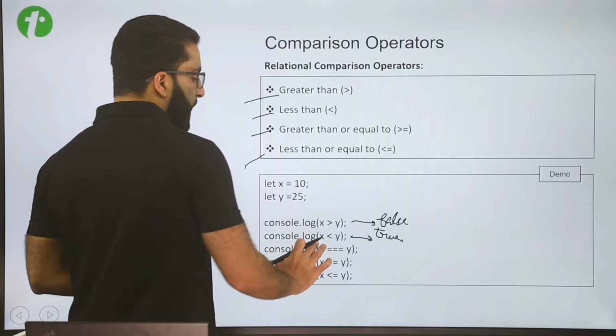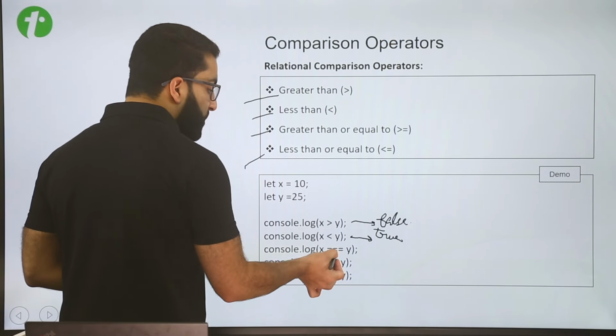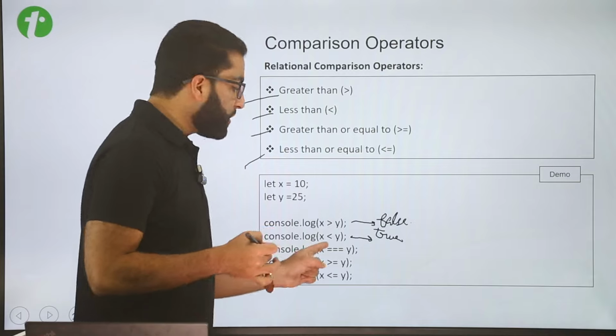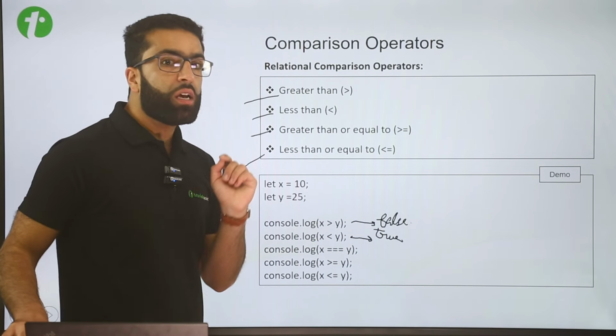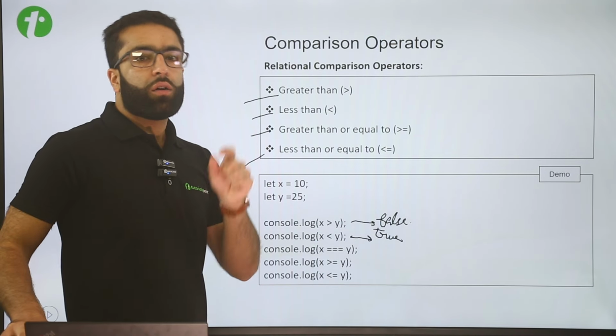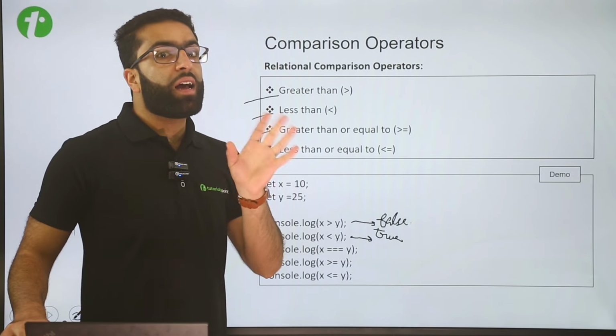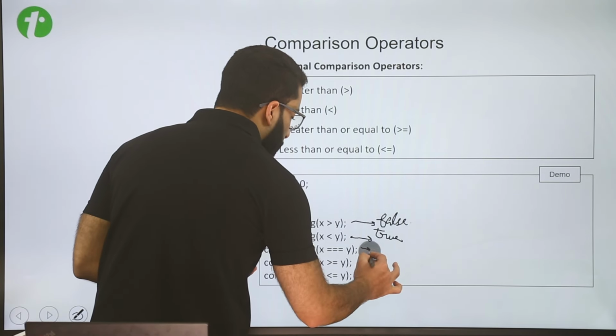Okay? And then x is equal to 5. Is it strictly equal to 5? Here we have the strict equality, three equal signs. So is it equal to 5? No. The data types are same, but the values are different. So this is going to return what? A false.